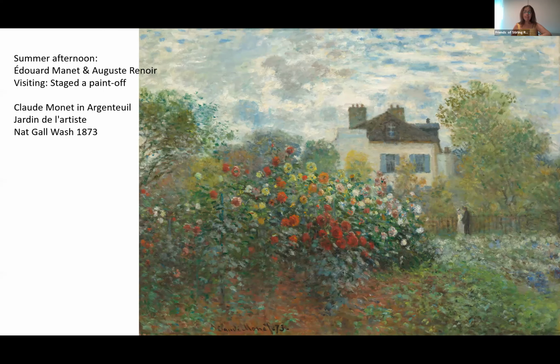So in this case, we see that they are friends, and for example, one summer afternoon, Edouard Manet, Auguste Renoir, they are visiting each other and they stage a paint-off. And they're going to paint here. This is Claude Monet in Argenteuil. This is where they're going to be together painting.